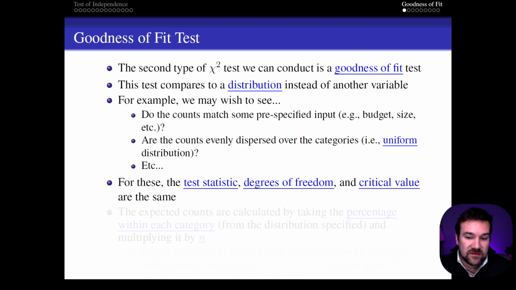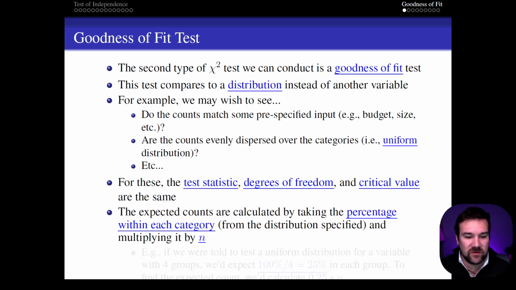For these, the test statistic, degrees of freedom, and critical value are calculated the exact same as they were for the test of independence. So the test statistic is still the observed minus the expected, squared, divided by the expected, and add up all of those. The degrees of freedom is the rows minus 1 times the columns minus 1, kind of, but now we don't have rows anymore. So this is just going to be the number of columns minus 1. That's going to be my degrees of freedom. And the critical value is still going to be calculated from the chi-squared. So mathematically, the test of independence and the goodness of fit test are the same. What changes is how I get the expected values.